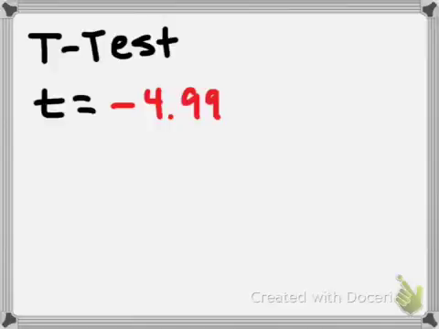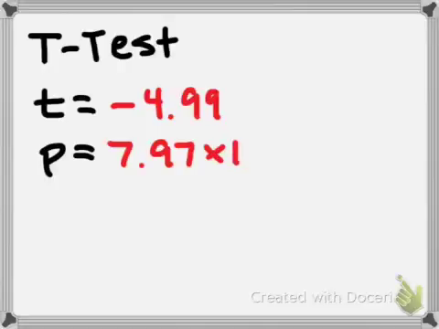and then our p-value is 7.97 times 10 to the negative 6. And you have to remember that times 10 to the negative 6, because if you look at 7.97, it's not correct, because the range of p is from 0 to 1.